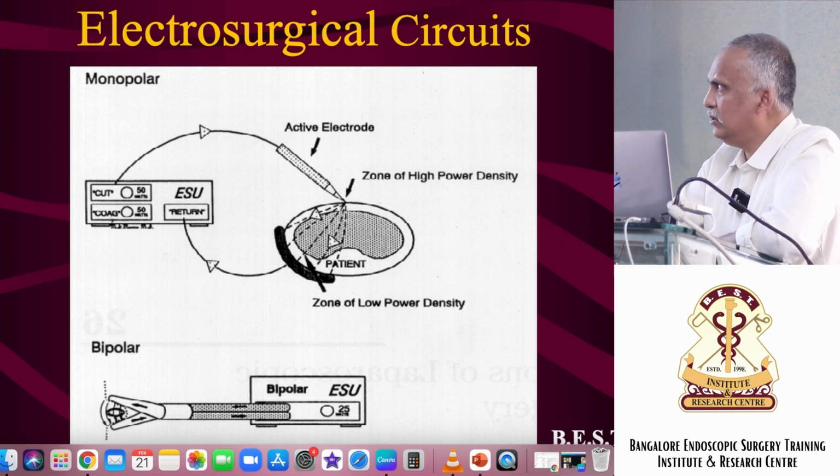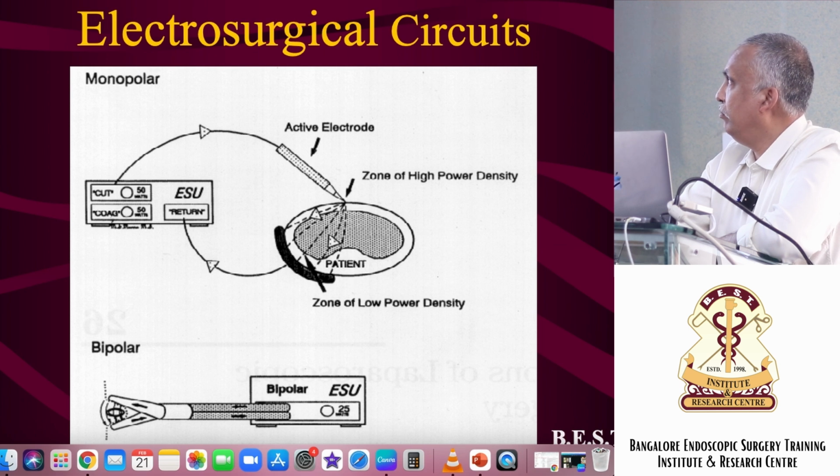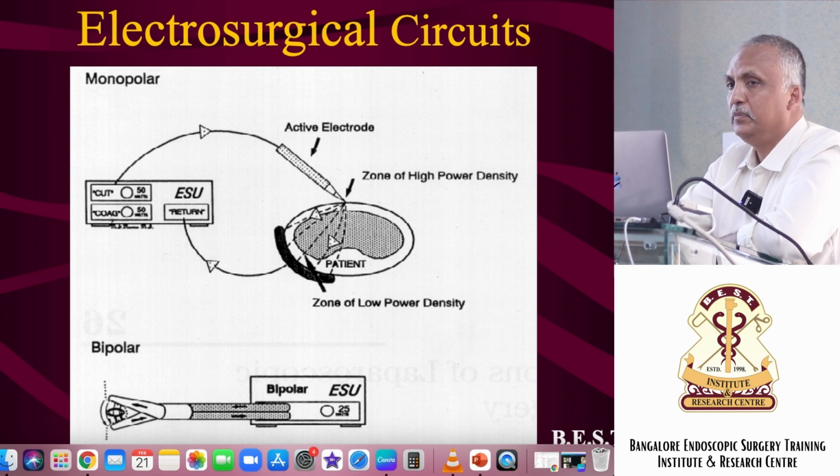Now, let us look at what happens in monopolar diathermy. In monopolar diathermy, why doesn't the patient have burns here? Why does the electrical effect happen only here? Any idea?